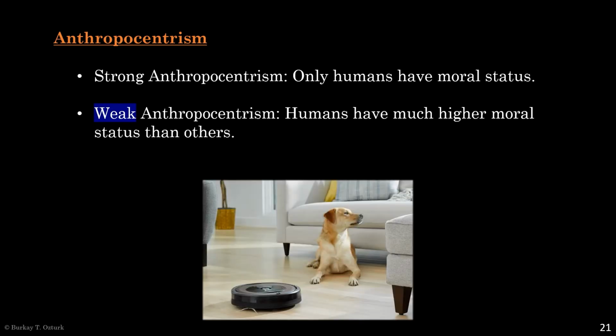For instance, you could be a weak anthropocentrist and still believe that you have a moral obligation to save the dog from the fire. This is so because although you don't think that the dog is as morally valuable as a human, it is still morally valuable a little bit. And the robot has no moral value. So, save the dog.